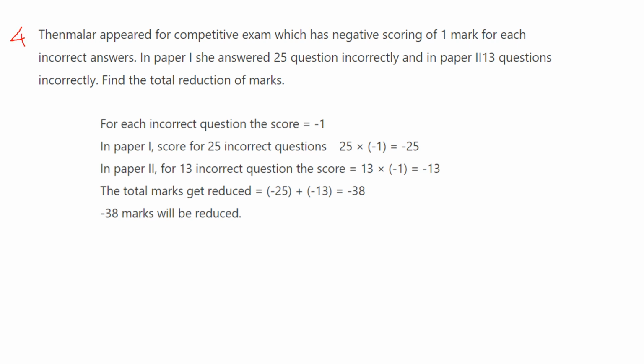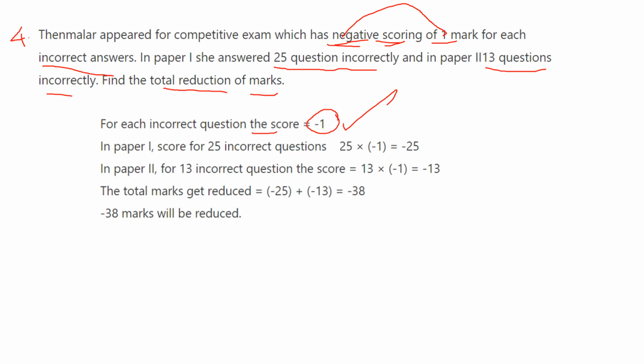Fourth question. Tenmalar appeared for a competitive exam which has negative scoring of 1 mark for each incorrect answer. In paper 1, she answered 25 questions incorrectly, and in paper 2, 13 questions incorrectly. Find the total reduction of marks. So first we will write, for each incorrect question, the score is what? Minus 1. Because given negative scoring, negative means minus 1 mark. So minus 1.